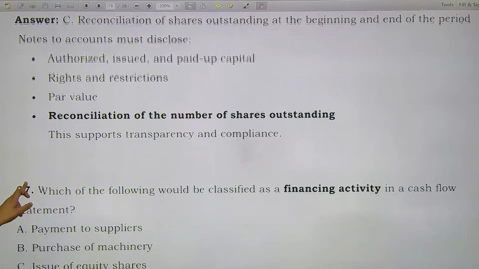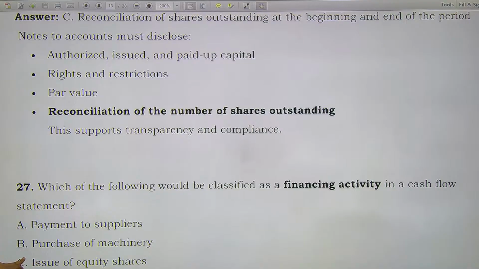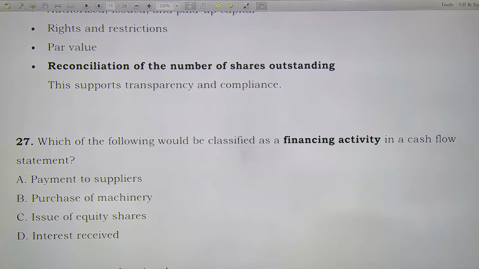Now, which of the following would be classified as a financing activity in a cash flow statement? Over here we understand that issue of equity share is a part of financing activity. Equity share, preference share, debentures, bank loan, etc.